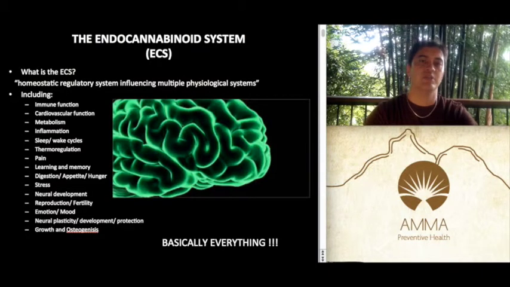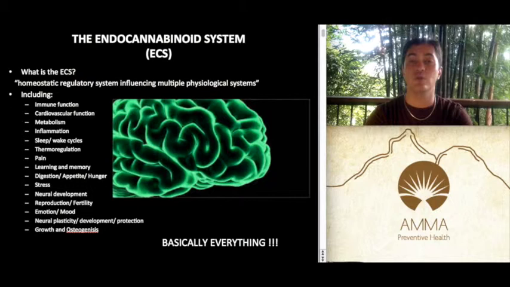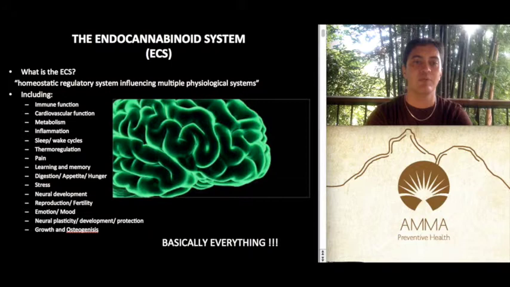So what is the endocannabinoid system? The endocannabinoid system is a homeostatic regulatory system influencing multiple physiological systems. Basically, it's the master system which overlays all of the other components of our body's physiology and metabolism, and ensures they stay within the correct homeostatic frameworks. These systems include immune functioning, cardiovascular functioning, metabolism, inflammation, sleep and wake cycles, thermoregulation, pain, learning and memory, digestion, appetite and hunger, stress, neural development, reproduction and fertility, emotion and mood, neuroplasticity, development and protection, and growth and osteogenesis. Basically, everything.